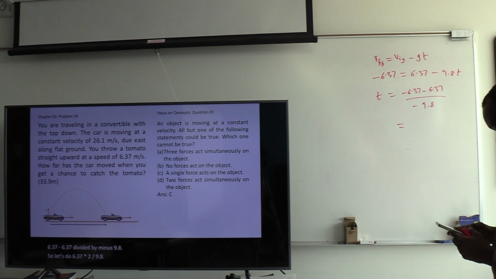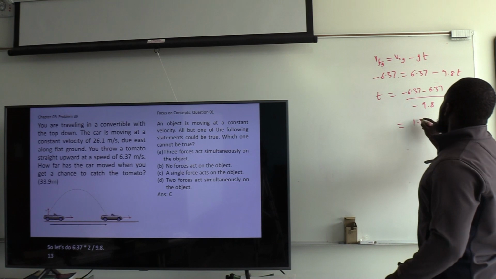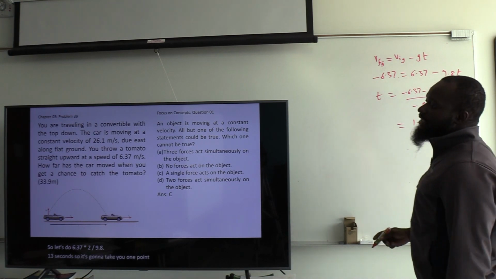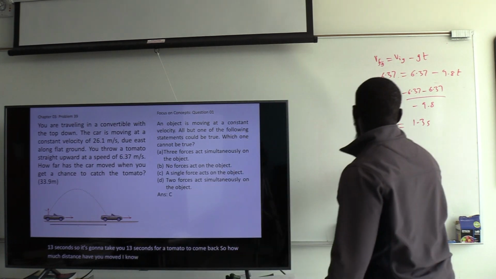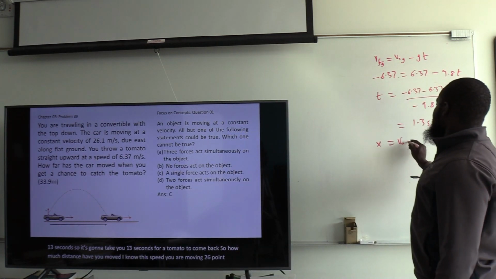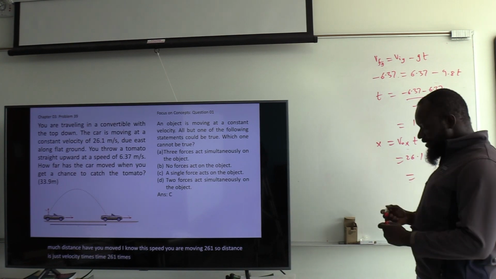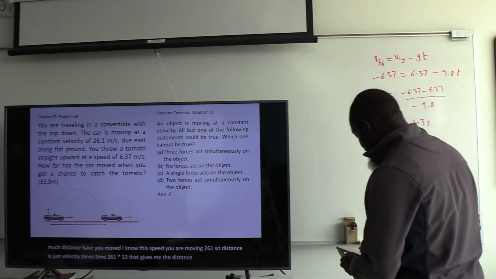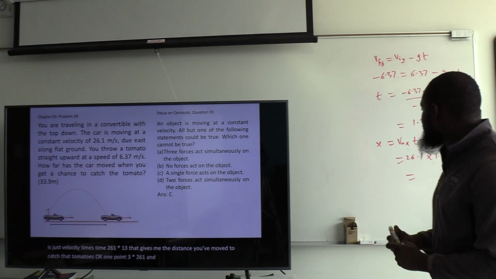1.3 seconds. So it's going to take you 1.3 seconds for that tomato to come back. So how much distance have you moved? I know the speed you are moving, 26.1. So distance is just velocity times time. 26.1 times 1.3. That gives me the distance you've moved to catch that tomato, okay? 1.3 times 26.1, and that gives us 33.93 meters.